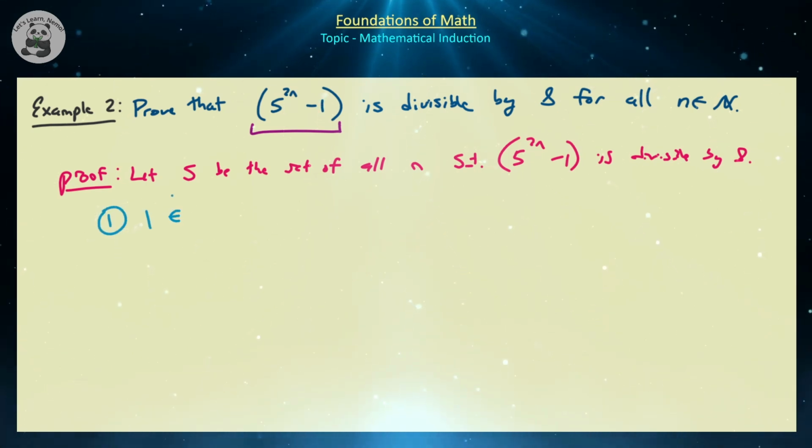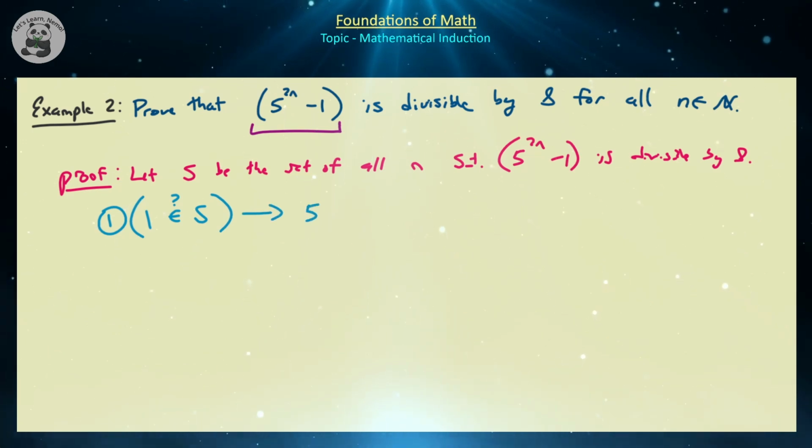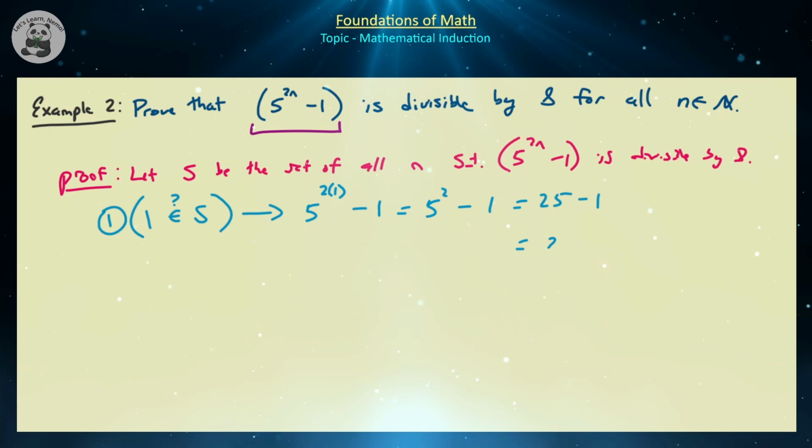So does 1 belong to our set S? So what do we have? We have 5 to the 2 times 1 minus 1, which is the same as 5 squared minus 1, which is the same as 25 minus 1, which is equal to 24. So is 24 divisible by 8, yes or no?